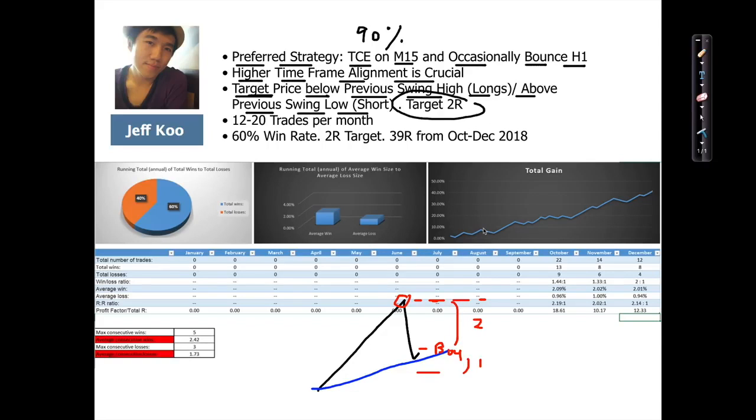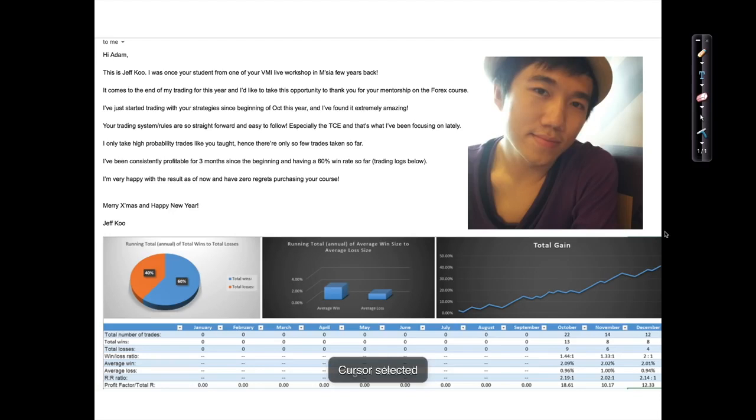All right. So because of that, notice that he doesn't take that many trades. He only takes 12 to 20 trades a month. In October, he only took 22 trades. November, he took 14. And December, he took 12 trades. So he doesn't even trade every day. On certain days, you notice there are many trades, he doesn't take them because it doesn't give him 1:2. So he's pretty selective with his trades. And that's his style.